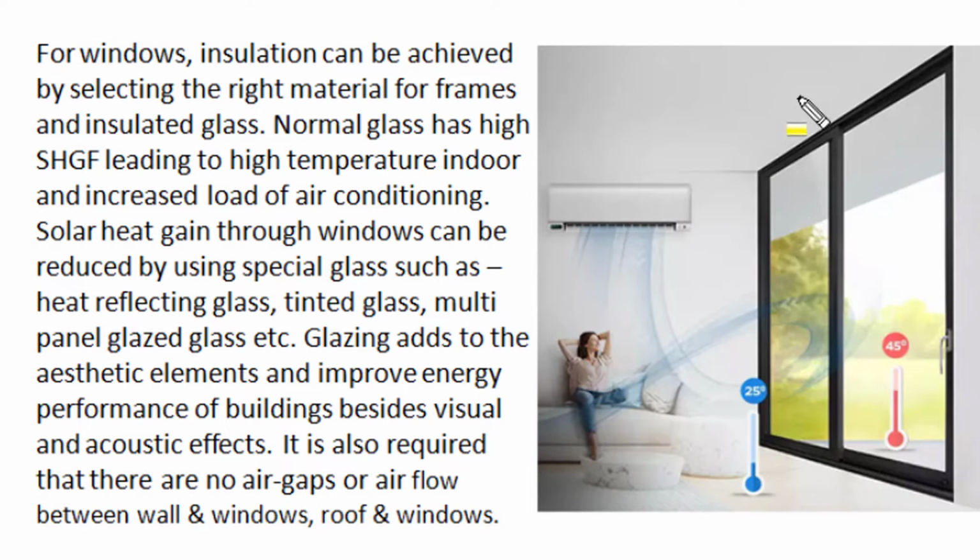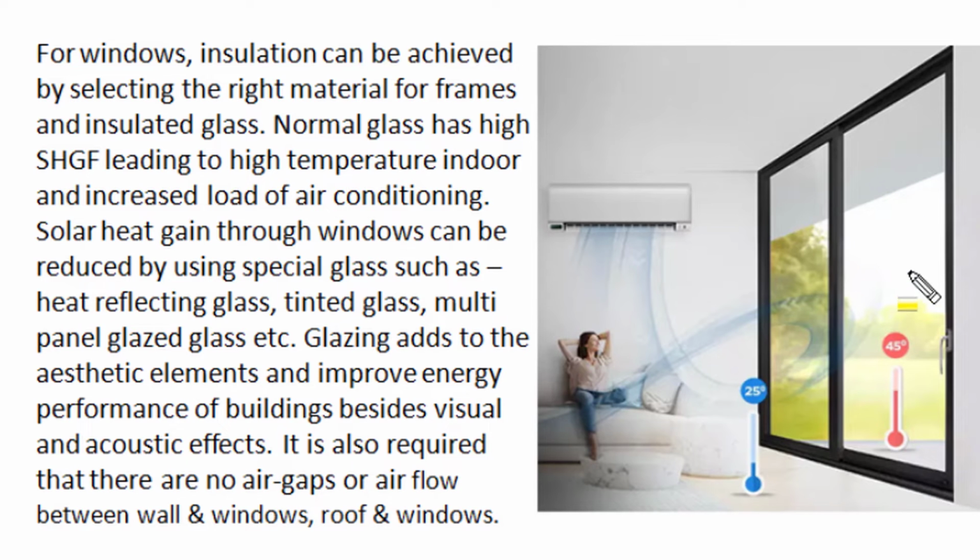fenestration, and fenestration insulation can be achieved by selecting the right material for the frame of fenestration and appropriately designed insulated glasses. Normal glass has high U factor and high solar heat gain factor that leads to high temperature in indoor conditions in summer times and very low temperature inside the home in winter conditions, and that will increase our load of air conditioning. Now, solar heat gain through window can be reduced by using special glasses such as heat reflecting glass that reflects the heat, or tinted glass, or we can use multi-panel glazed glass.